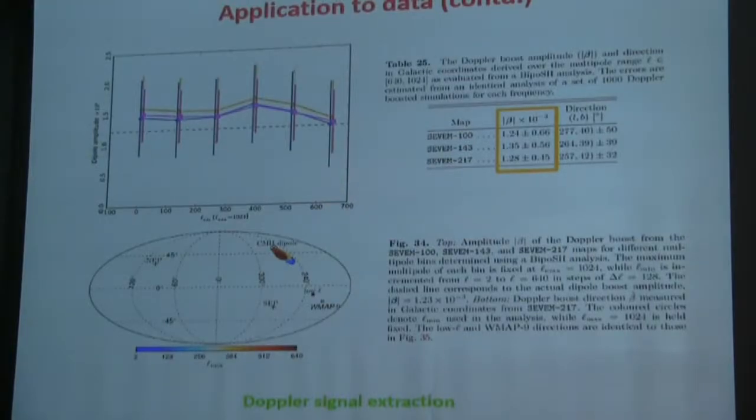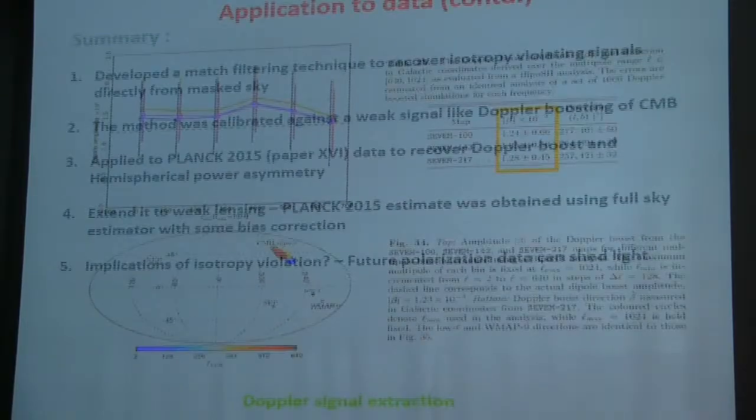We expect 1.23 times 10 to the power minus 3 as the amplitude, and we also recover the same, and we also recover the direction. So this is the method. We applied this high powered method in some way to just recover the dipole, but this is going to be very important for lensing.